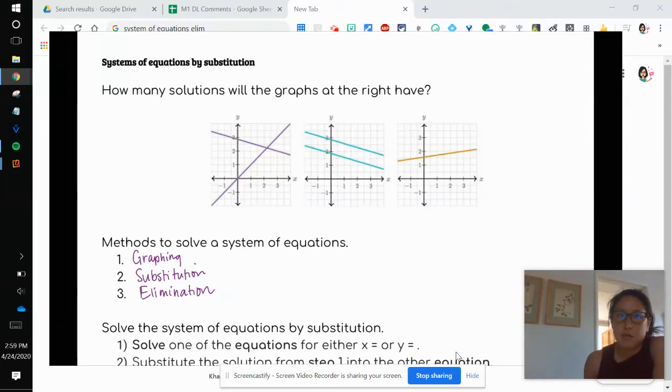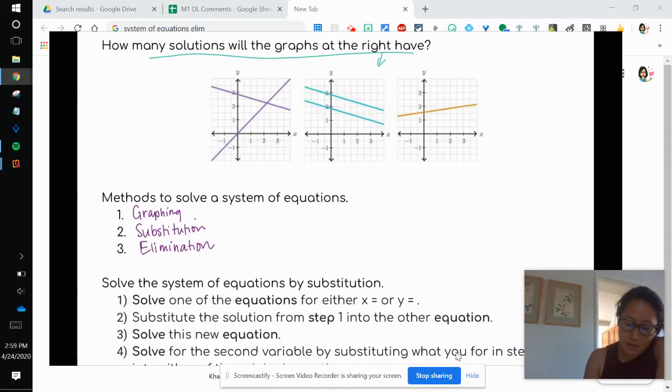Okay, we're going to solve systems of equations by substitution today. So for the first graph, how many solutions will there be in the graph below? Okay, so I see the first one has a point of intersection. So that is one solution. These lines are parallel, so that is no solutions. And then the last one is really two lines on top of each other, so this is infinite solutions.